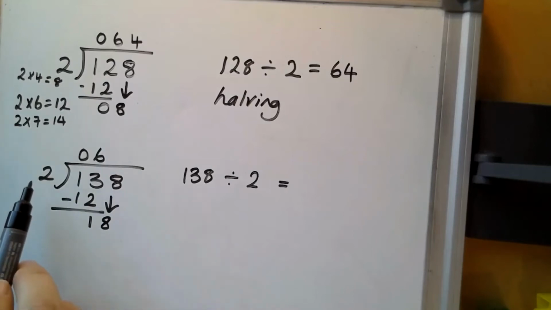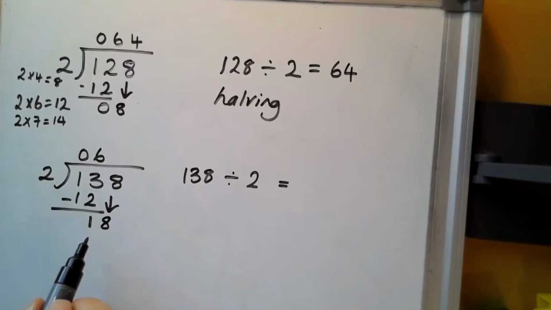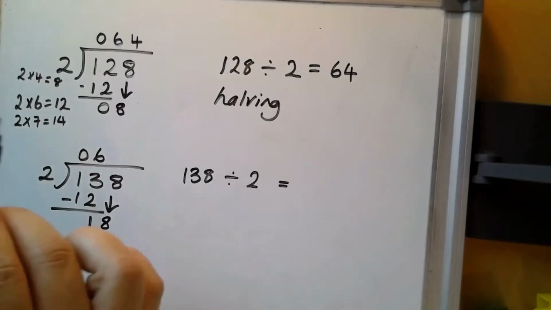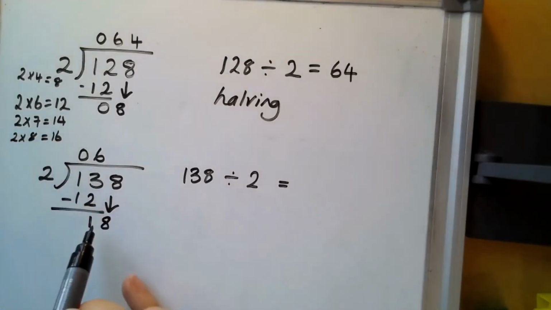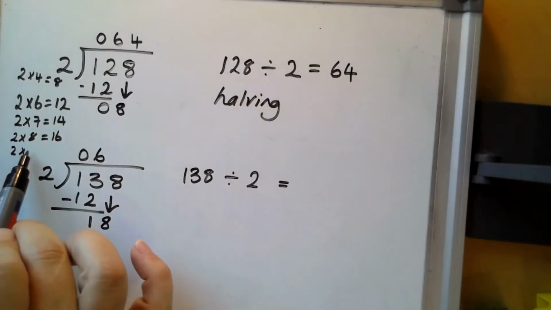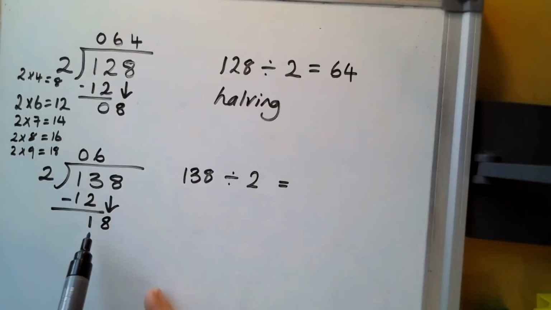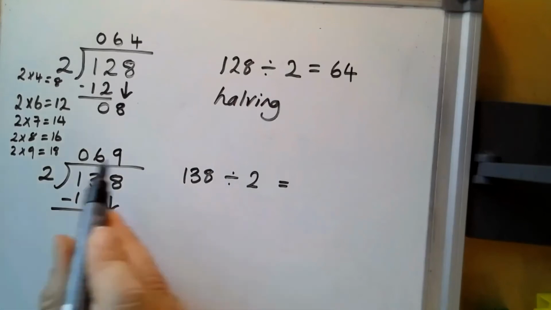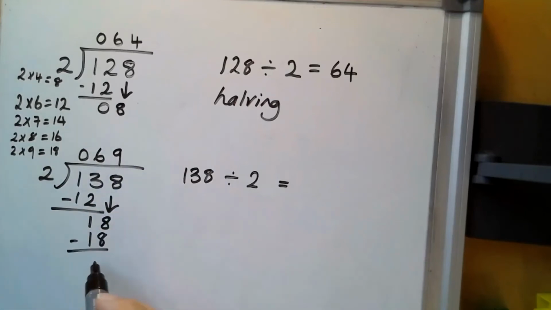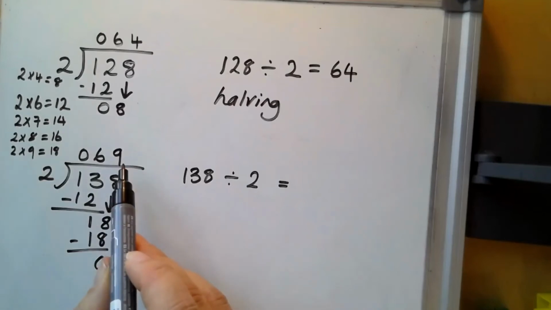And what I'm doing is saying how many 2's go into 18 or nearly 18? So if I think about it, 2 times 8 is 16, not quite there yet. 2 times 9 is 18. Oh, exactly right. So I want to do 18 here. 2 times 9 is 18. 18 subtract 18 is 0. So we have no remainder.